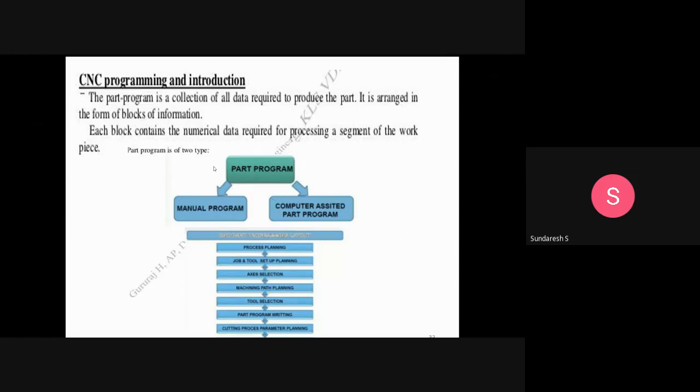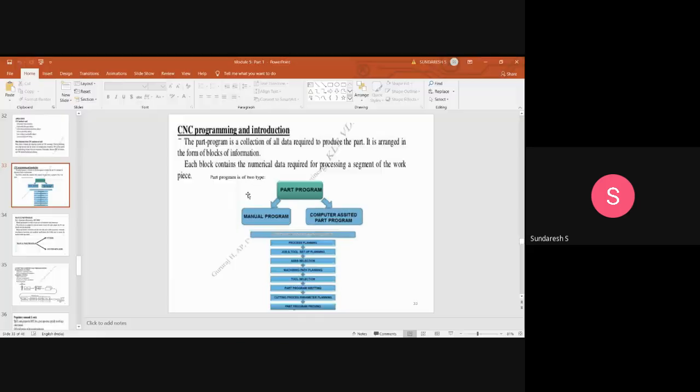Part programming is of two types. One is a manual program, another one is a computer assisted part program. Whatever it might be, the process will remain the same: process planning, job and tool setup planning, axis selection, machining path planning, tool selection, part program writing, cutting process parameters planning, and part program proving. These are the different ways in which you can have part programming. Two types: manual program and computer assisted part program.